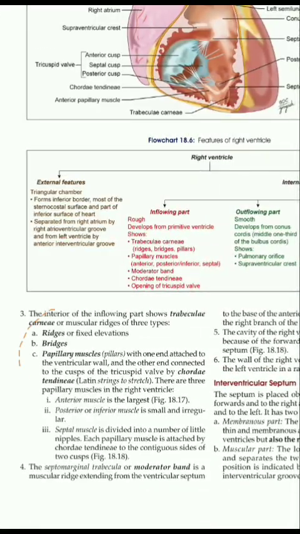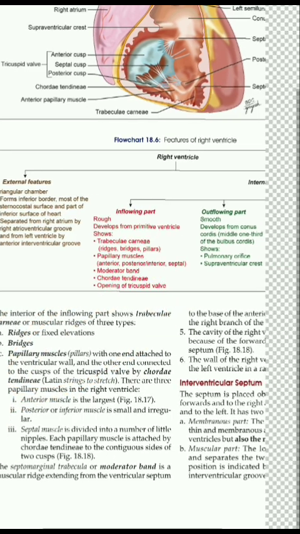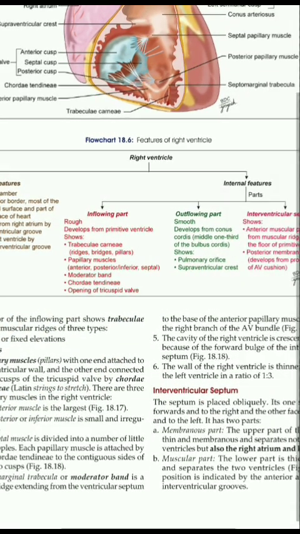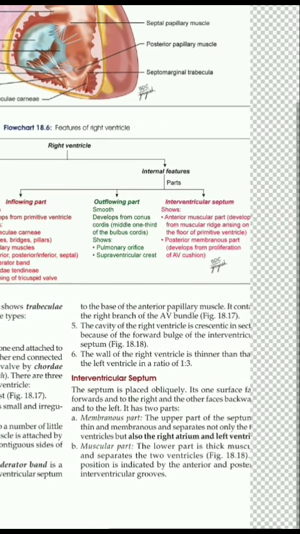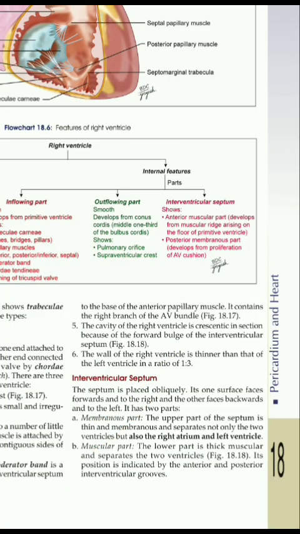So here we see ridges, bridges, and papillary muscles. We see trabeculae carneae or muscular ridges of three types in the interior of the right ventricle. Here we can see the interventricular septum is placed obliquely, with a membranous part and a muscular part in its composition.